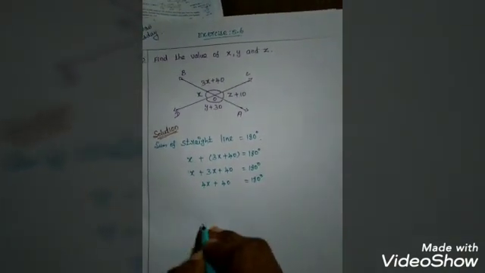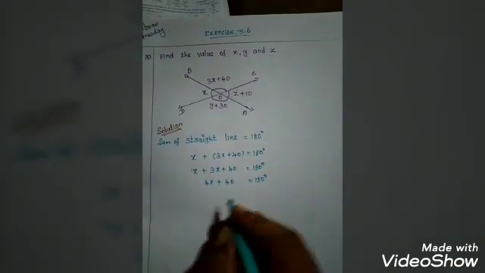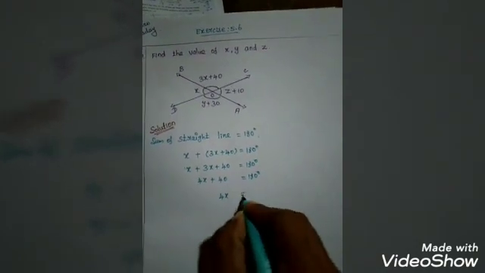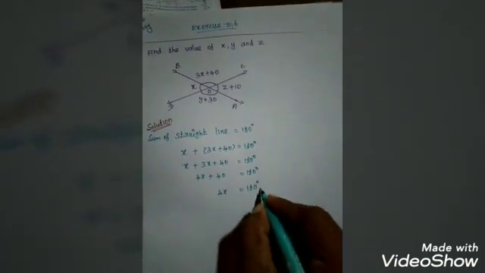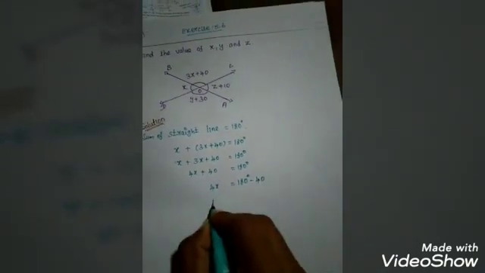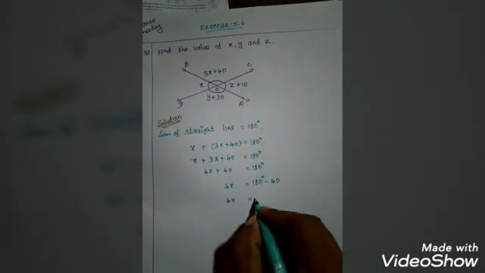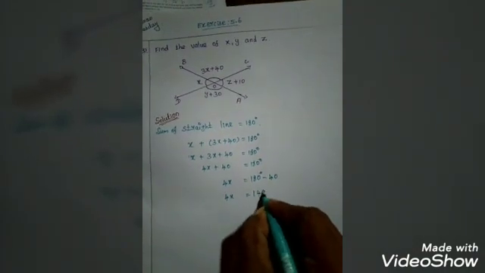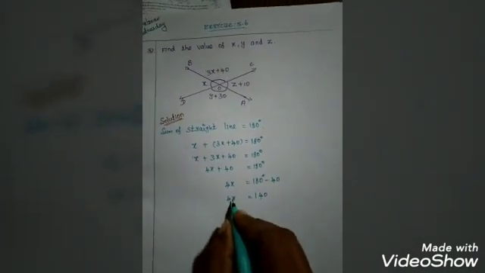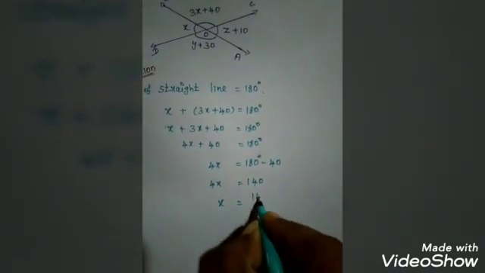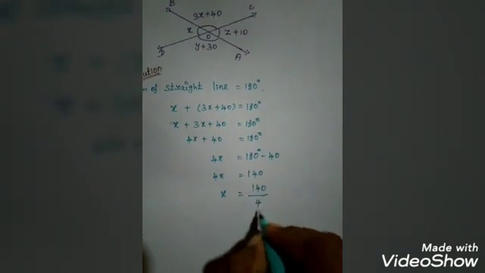Take this as 4x. Plus 40 taken to the opposite side becomes minus 40. So 4x is equal to 180 minus 40, which is 140. 4 and x are multiplied here, so 4 taken to the opposite side is divided. So x is equal to 140 divided by 4.